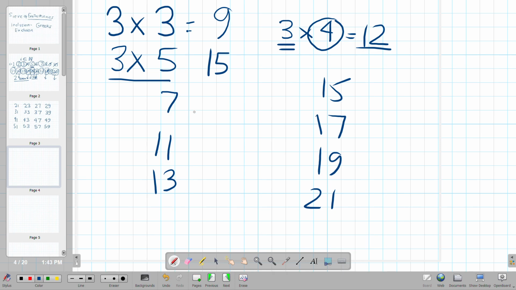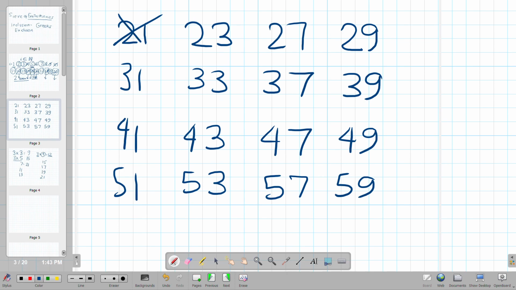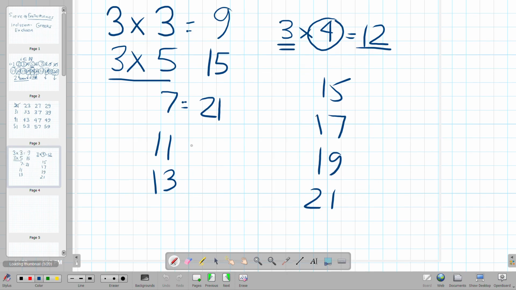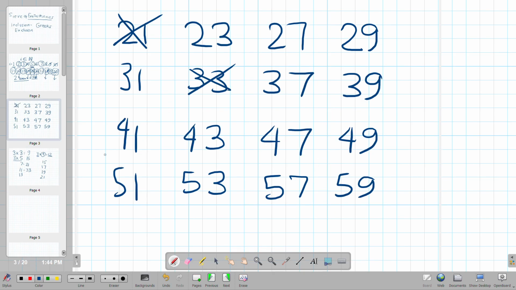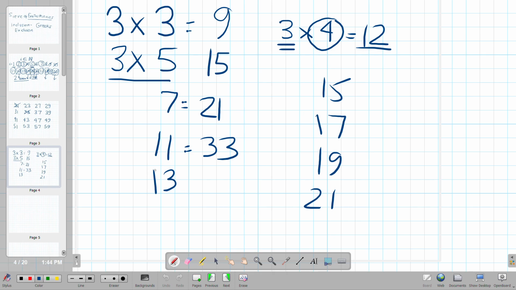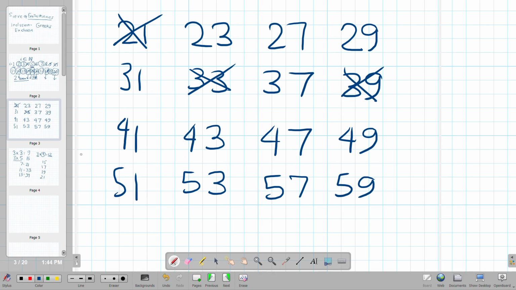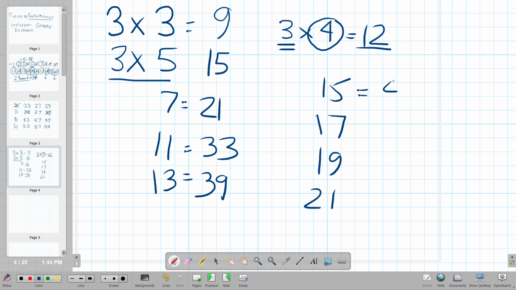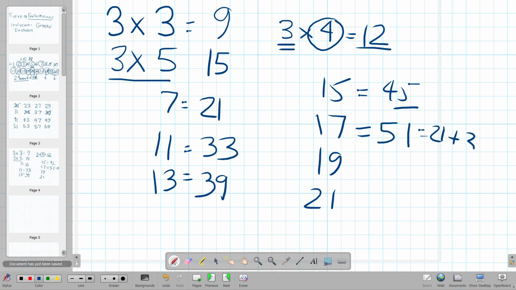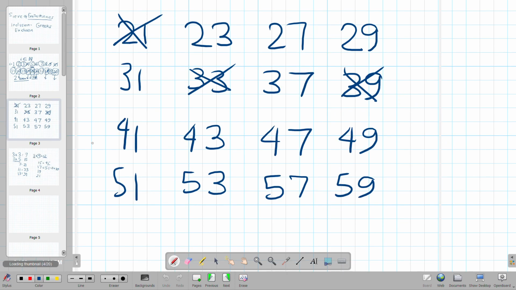So 15, we already know it's not prime, of course. Then 21, so we go over here and say, 21 is not prime. We already knew that, 3 times 7. Then 3 times 11, not prime. Let's knock it out. Not prime. Then 3 times 13 is 39. There we go. Not prime. 3 times 15 is 45, but it ends with 5, so we already discounted all of these anyways. 3 times 17 is 51, right? 21 plus 30. So that is 51.